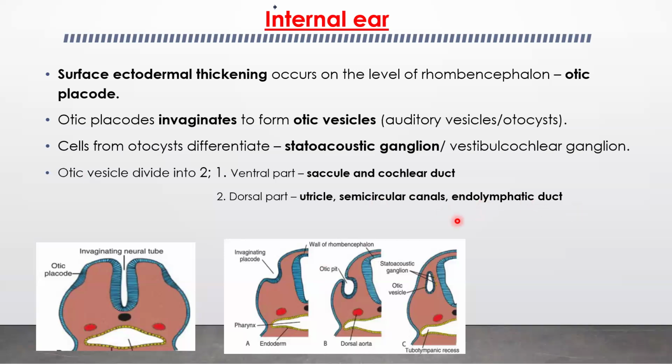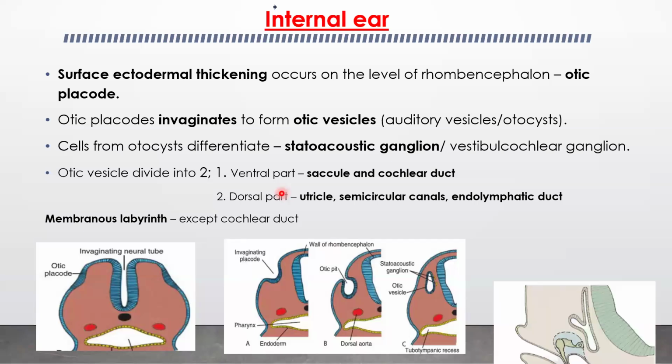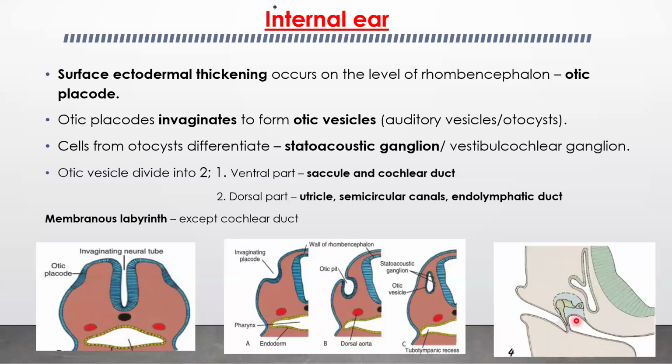endolymphatic duct. So in short, everything that is being formed here becomes the membranous labyrinth, except the cochlear duct. So the cochlear duct doesn't come from these things that you have discussed here. So I hope that gives us a summary on how these things will come across. And actually, this is what we are talking about.